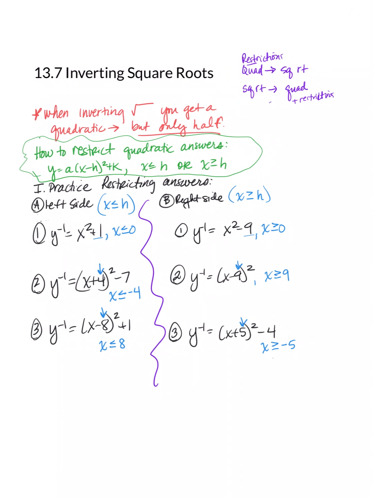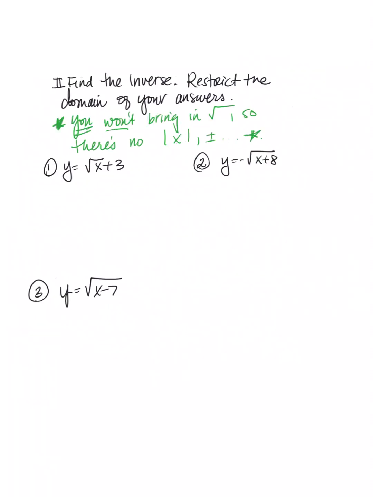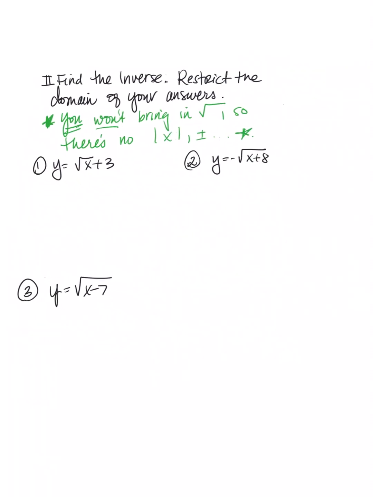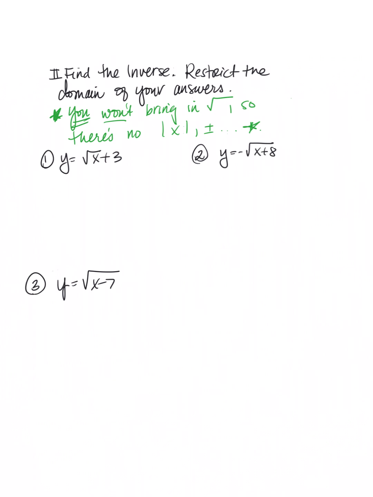Now, let's practice the whole thing where we switch x and y and then we add the restriction at the end. So let's look at these. All right, so we're going to actually find the inverses. So let's start here. Finding the inverse, remember switch x and y, restrict our domain. Now, just as a reminder, our equations already have the square root in them, so we do not add the square root to the equation. Since we don't bring in the square root, there's no absolute value bars to worry about, no plus or minus to worry about. That doesn't matter in this case because the square root is already given. We're not putting it in there to solve. So let's jump into this.